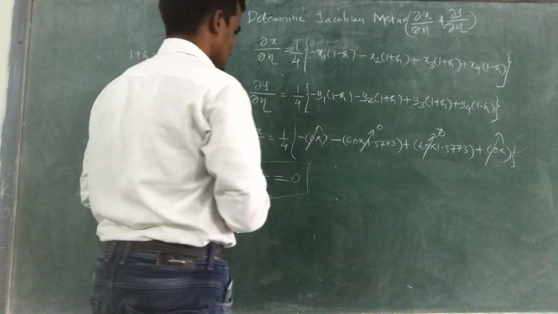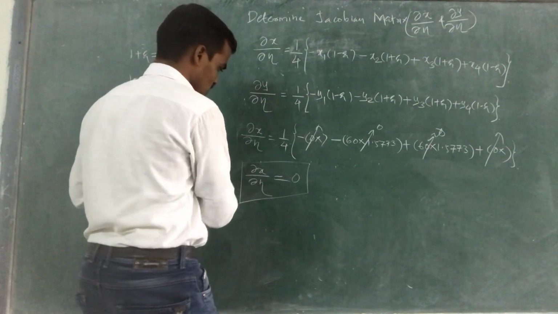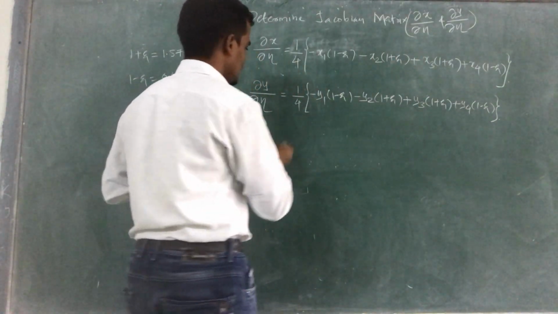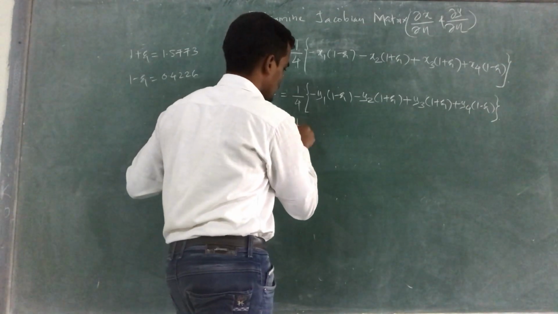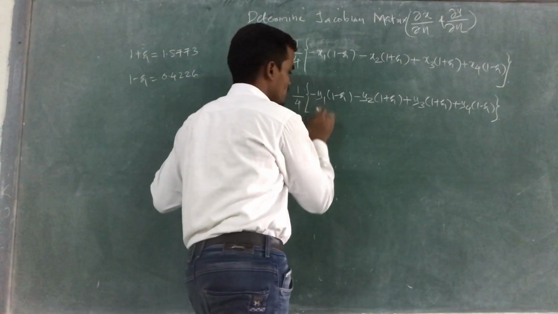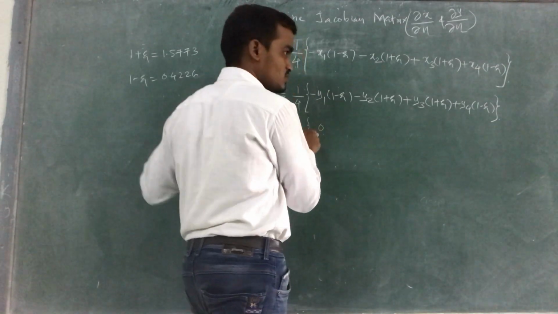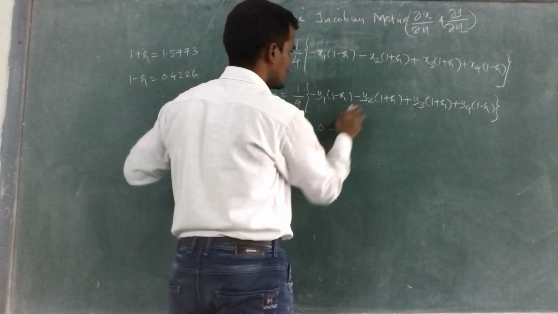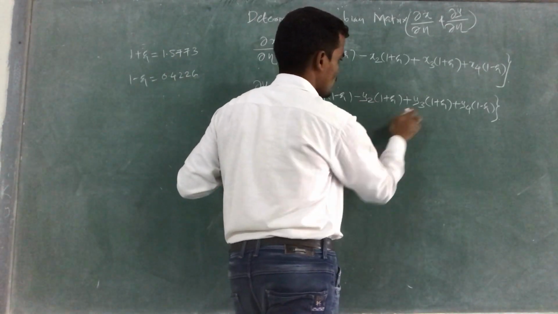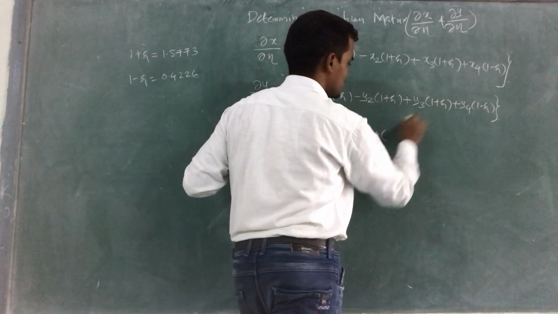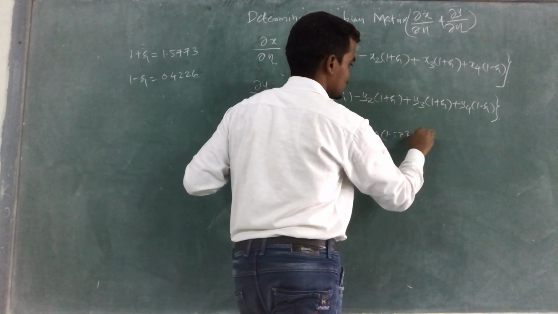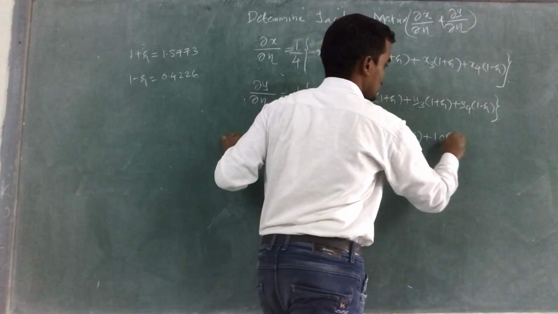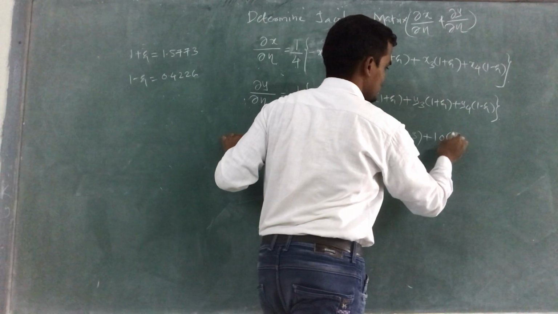Dou y by dou eta. Okay. So we have dou x by dou eta equal to 0. Now, if we put the values here only, you will get dou y by dou eta as 1 by 4 in bracket minus y1 is equal to 0 actually, because x1, y1 values are 0. Minus y2 is also equal to 0. Plus y3 is equal to 10. 10 times 1 plus zeta, 1.5773. Plus y4 is also 10. 10 times 1 minus zeta is equal to 0.4226.